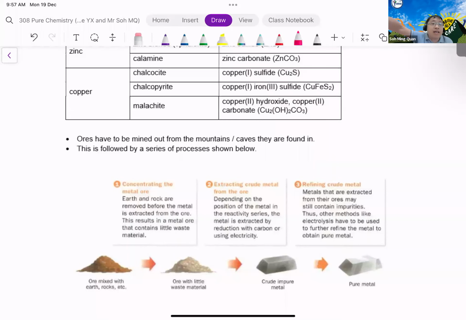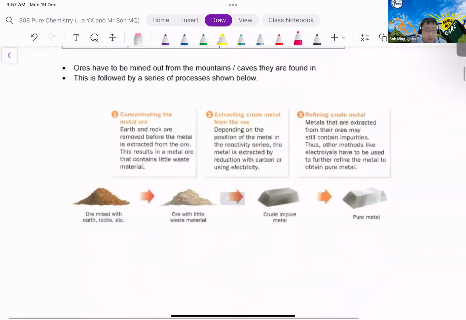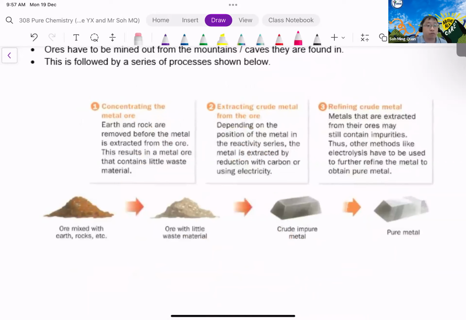Now after mining the rock out, you still have to concentrate the metal ore, right? So if you look at the process here, you got to remove the earth, you got to remove the rock. Then after that, you extract the crude metal from the ore. Now, extracting the crude metal, there are two methods. You either reduce it with carbon or you use electricity. These are the two methods we will talk about very soon. And finally, after you extract the crude metal, you still need to purify and refine it further in order for it to be used in industry. So this is the process, from mining all the way to extracting.